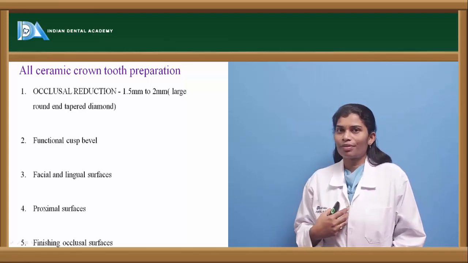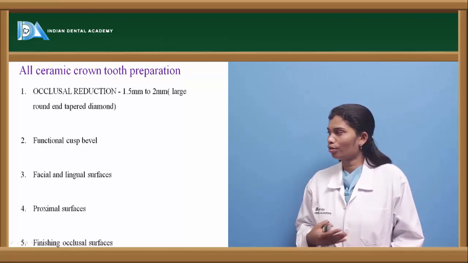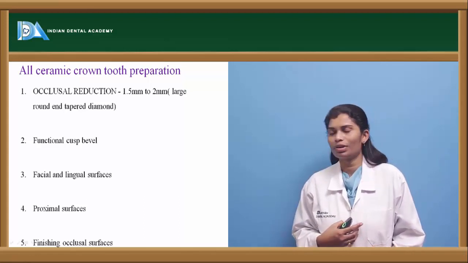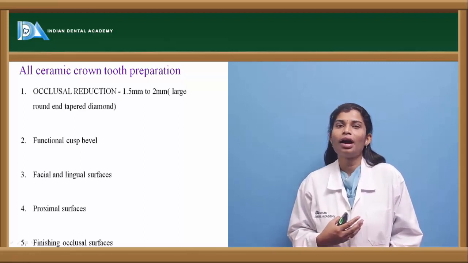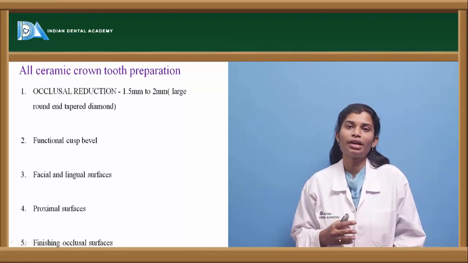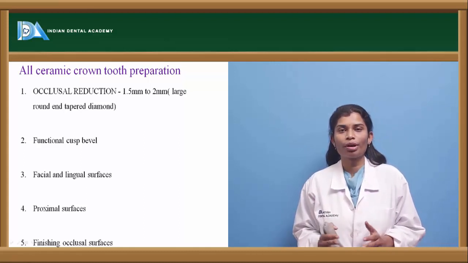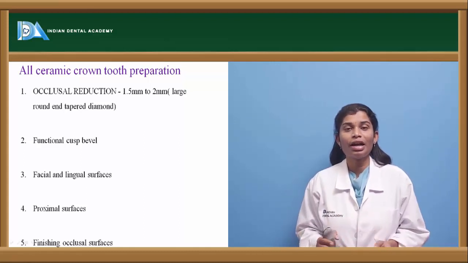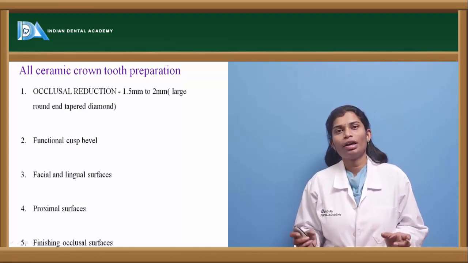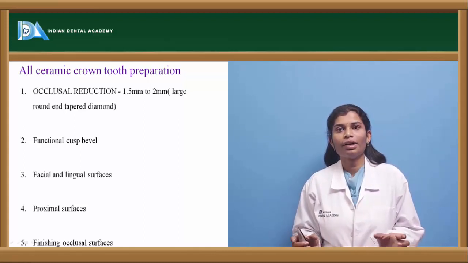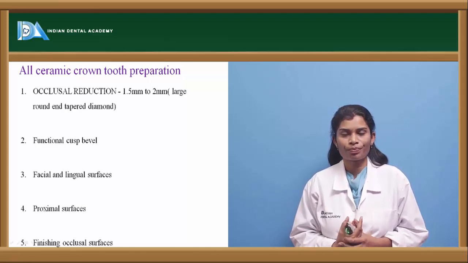And the functional cusp bevel is to be placed same as other types of full veneer restorations. The facial and lingual surfaces will be reduced, and after that the proximal will be reduced. Here the finish line will be a shoulder. So shoulder will lead to more tooth reduction at the finish line, and this will add to the bulk of ceramic there, which will give good strength for the restoration.